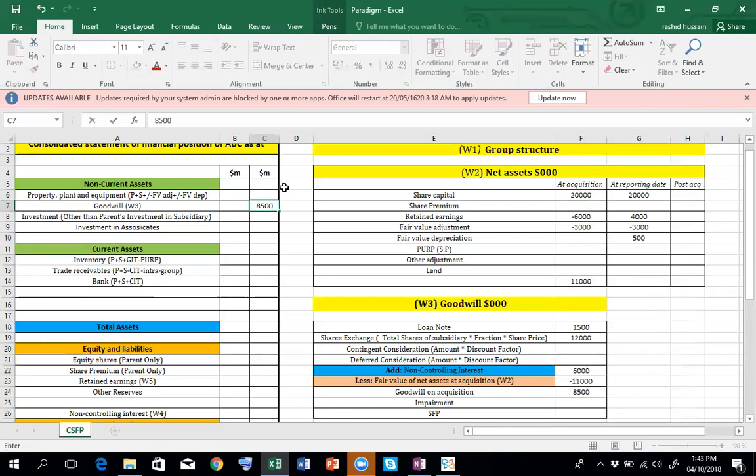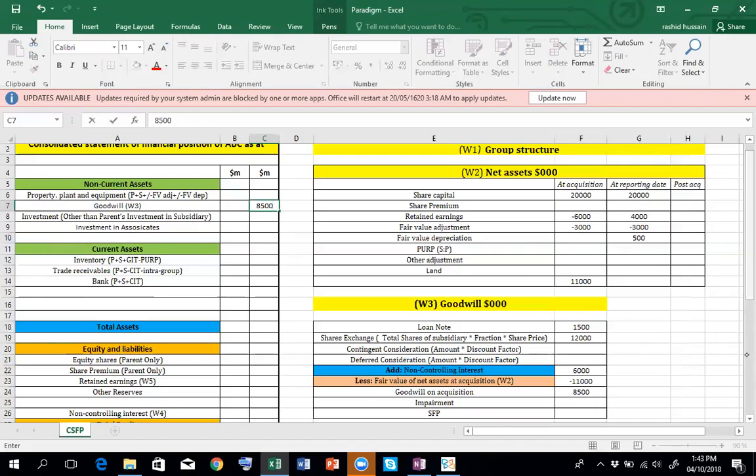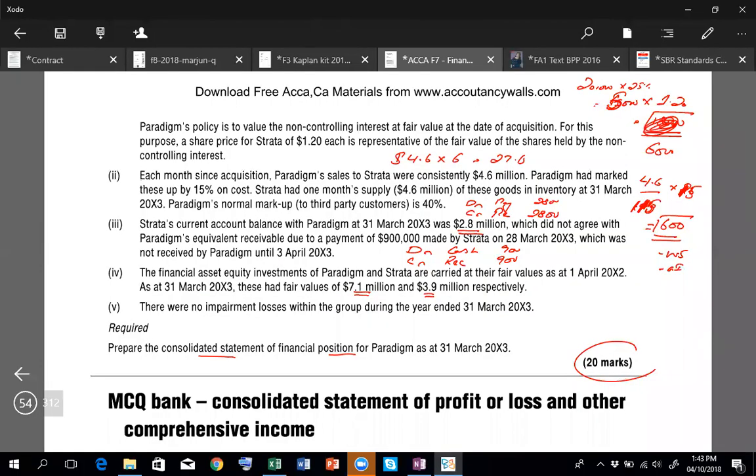8,500. Okay. Then you have each month since acquisition Paradigm sales was this. We have already calculated the unrealized profit, which was 600. So this has been sold by parent to subsidiary, so we're going to deduct that from the working number 5. So the unrealized profit was minus 600. Then you have the current balance of 2,800, and then you have the cash in transit. We'll be adjusting that in the current assets.